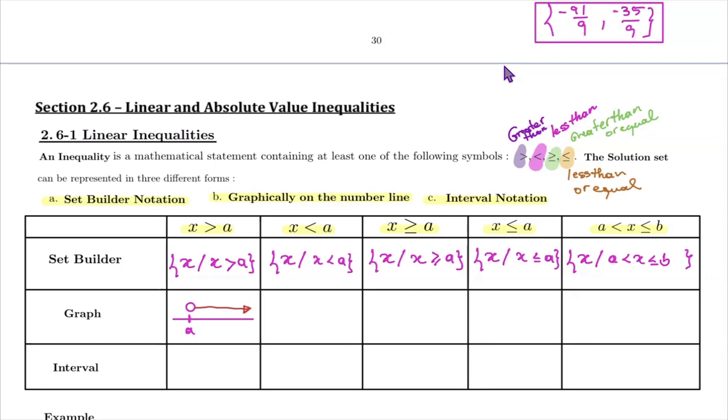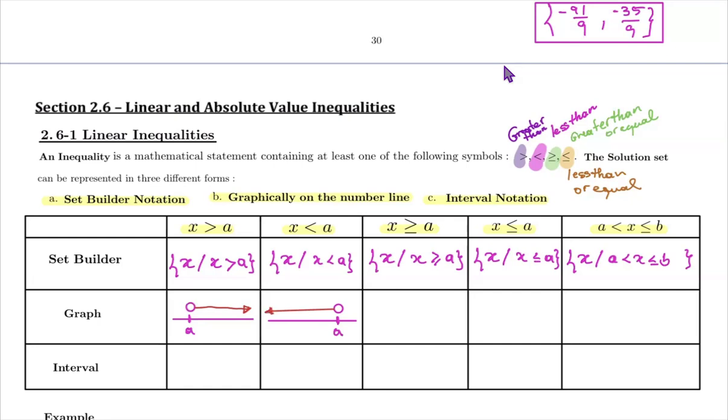Now let's see if x is less than a. Let me put a here. It's not included because you don't have the bar. And less than a means on the left side of a.